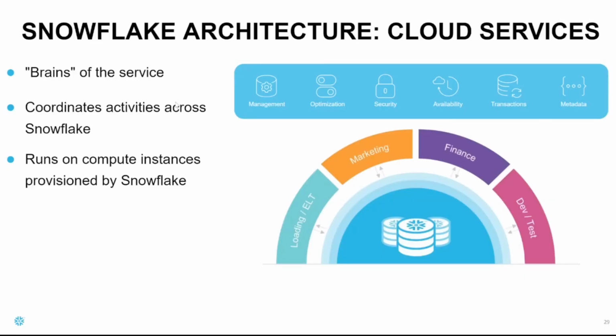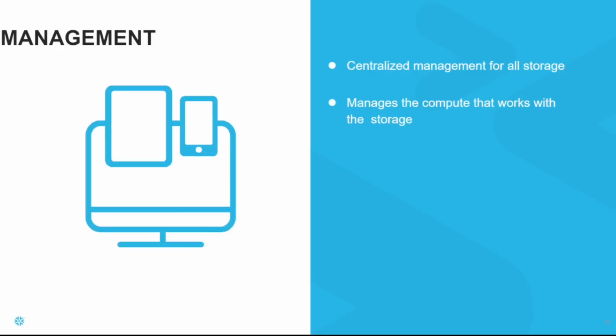The cloud service layer is called the brain of Snowflake. It coordinates different activities across Snowflake, such as management, optimization of the queries, and the security of your account. It makes sure that your Snowflake account is available all the time. Any transaction processing which is happening on Snowflake will happen through the cloud service layer, and it also contains all the metadata of each and every object of Snowflake. Now let's see all these activities one by one.